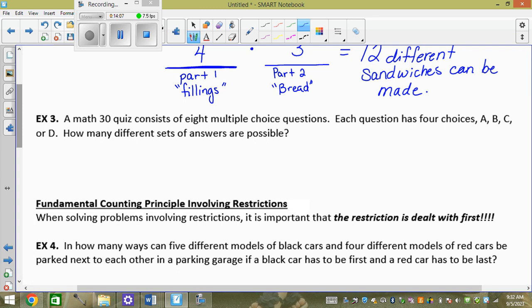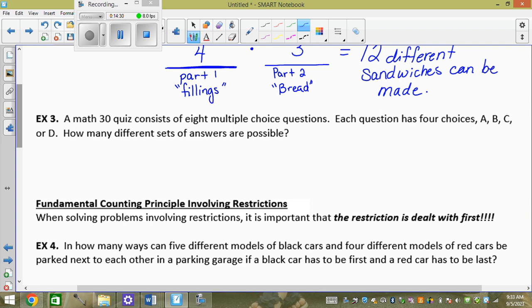A Math 30 quiz. Just because there's the number 30 on it doesn't mean it needs to be used anywhere within this question. Like, this is just Math 30, right? It's not a 30 question quiz, okay? Math 30 quiz consists of 8 multiple choice questions. Each question has 4 choices, A, B, C, or D. This one is done terribly as opposed to the previous one, which is the exact same thing.